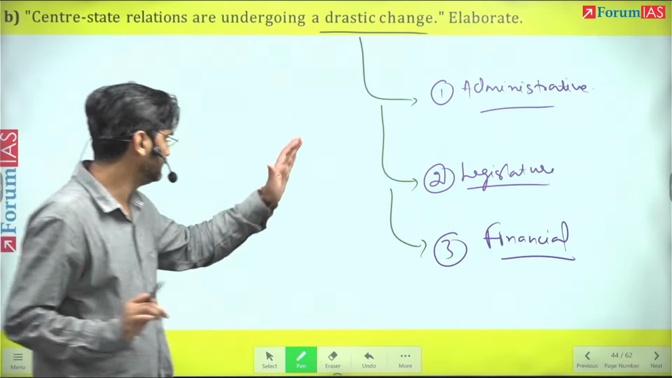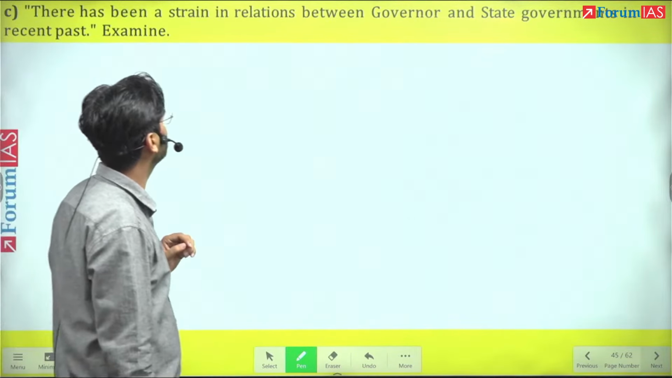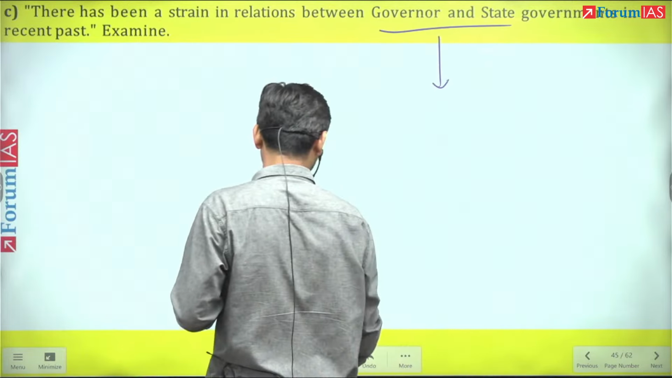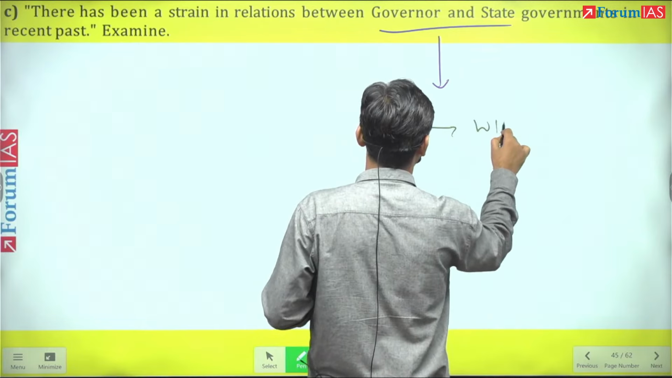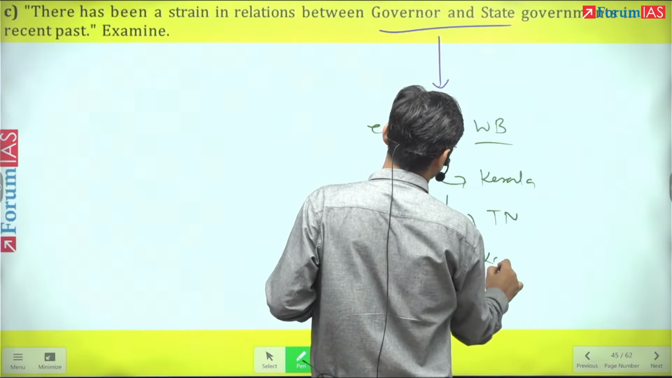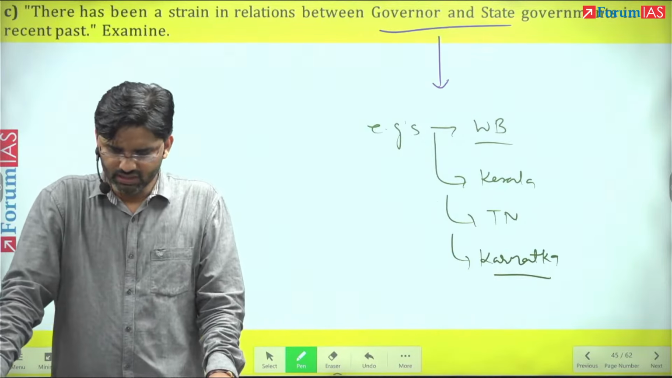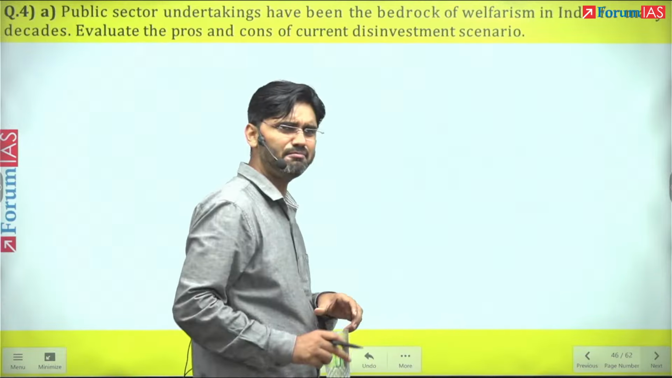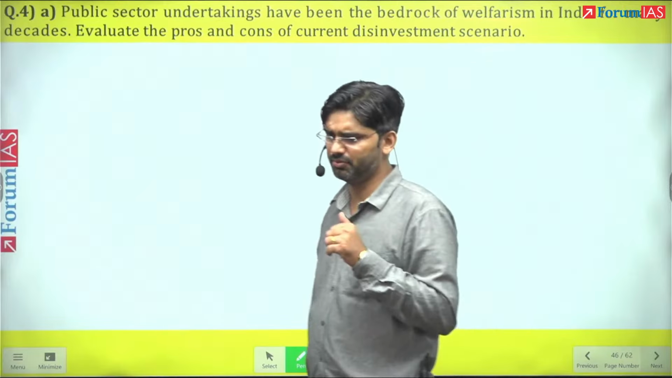Right? These 3 points you can consider while writing the answer. There have been a strain in the relation between governor and state government in recent past. Examine. For example, take the case of West Bengal, Kerala, Tamil Nadu, and Karnataka very recently. So write examples, then obviously you will write the recommendation of the Sarkaria report and how continuously everyone more or less agrees with the Sarkaria report.